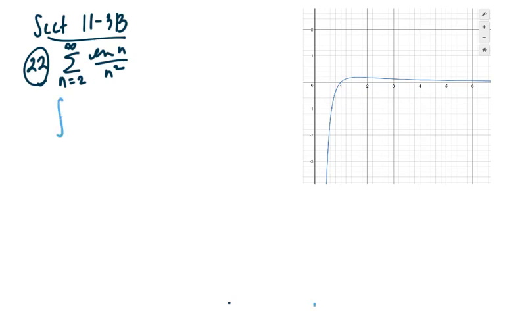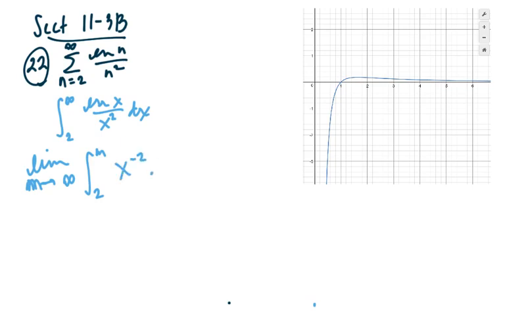So let's look at the integral from 2 to infinity of natural log of n over n squared. These are x's: natural log of x over x squared dx. It's an improper integral, so the limit as m approaches infinity of the integral from 2 to m. Let's call this x to the minus 2 ln of x dx.